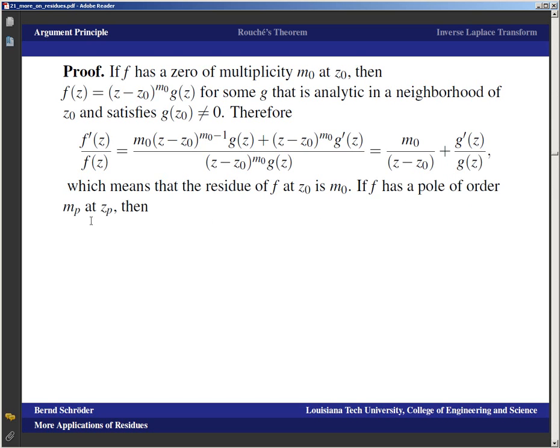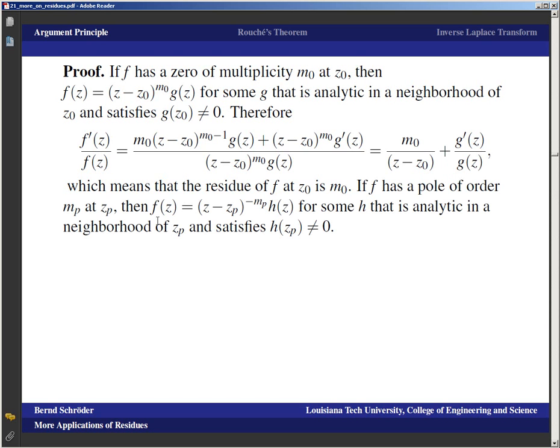If f has a pole of order mp at zp, then f of z is (z minus zp) to the negative mp times h of z, for some h that is analytic in the neighborhood of zp and satisfies h of zp not equal to 0. This is something we've certainly worked with quite a bit when we did the calculus of residues. Anytime we have a pole, we can factor out the appropriate power of z minus the place where the pole is, and we end up with an analytic non-zero function for the rest. And we do exactly the same thing.